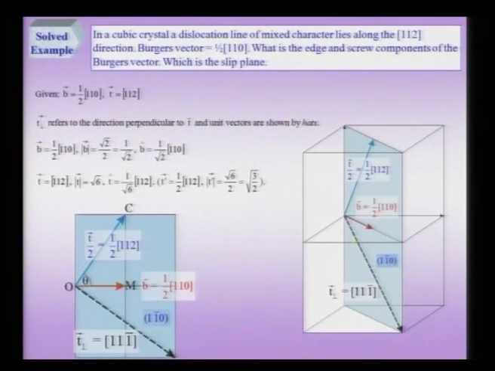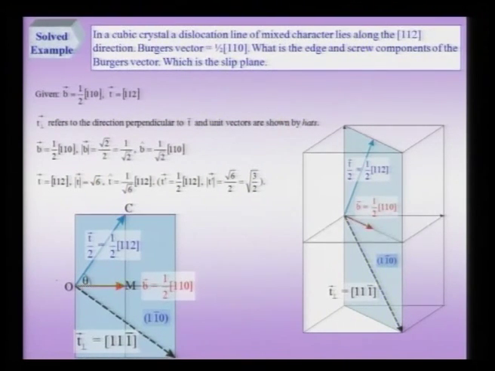Let us take a few simple examples, and maybe I will gloss over these a little fast, but what students can do is keep these slides in front or try to solve these problems in parallel, because these are nothing but problems in geometry, and the concepts involved are very, very simple. The question we are asking here is: in a cubic crystal, a dislocation line of mixed character lies along the 1, 1, 2 direction. The Burgers vector of this dislocation is half 1, 1, 0. What are the edge and screw components of the Burgers vector? What is the slip plane?